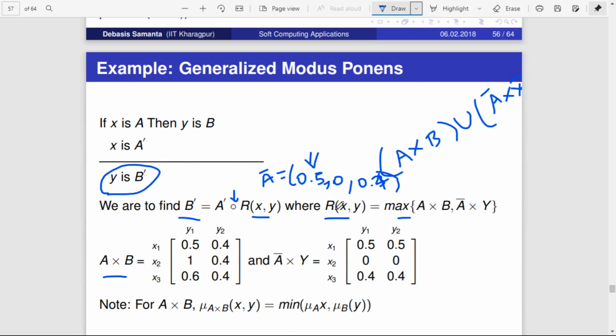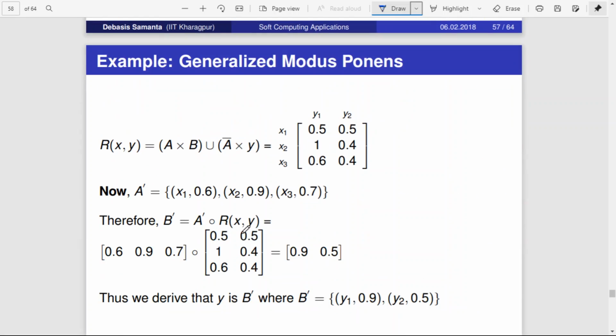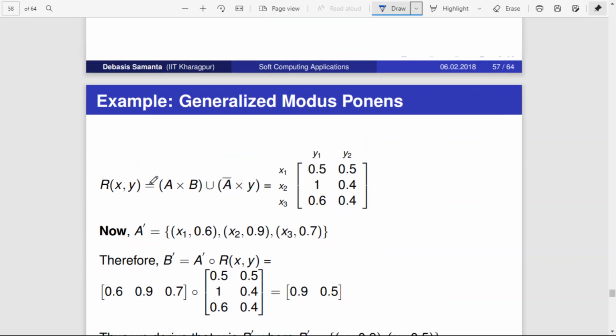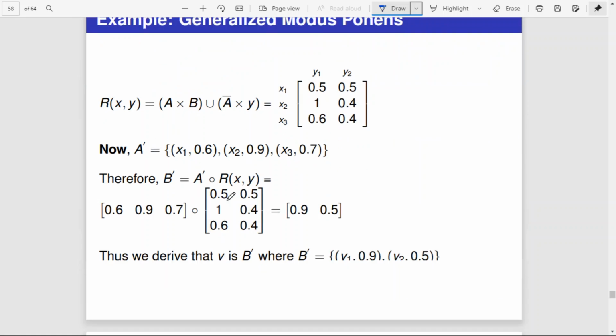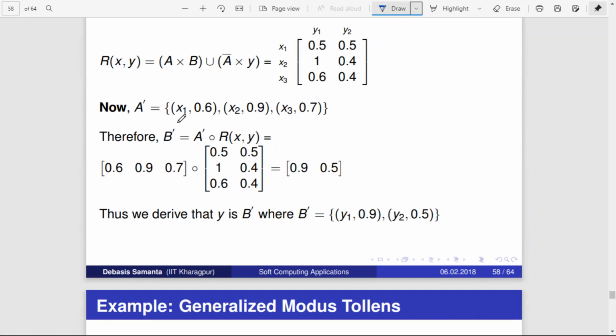Now we have calculated R, but again we have to calculate B dash. So B dash, how will we calculate? It is A dash composition R. So what is A dash? This A dash is given. This A dash is different, right? This is a complement. Okay, this is A dash. A dash is given like this: 0.6, 0.9, and 0.7. Now we have to perform the composition operation with this relation.